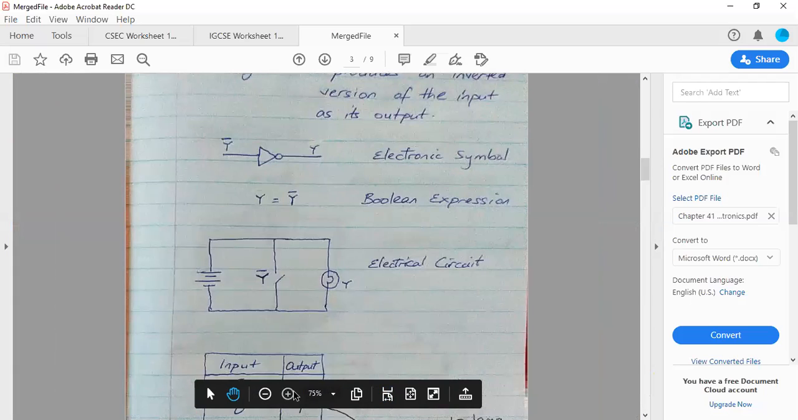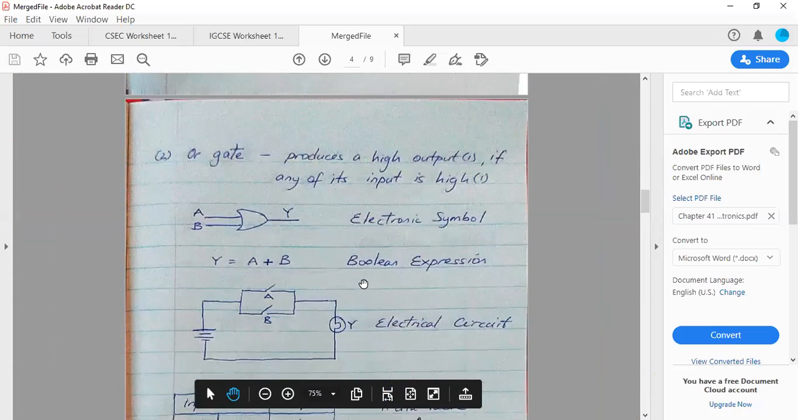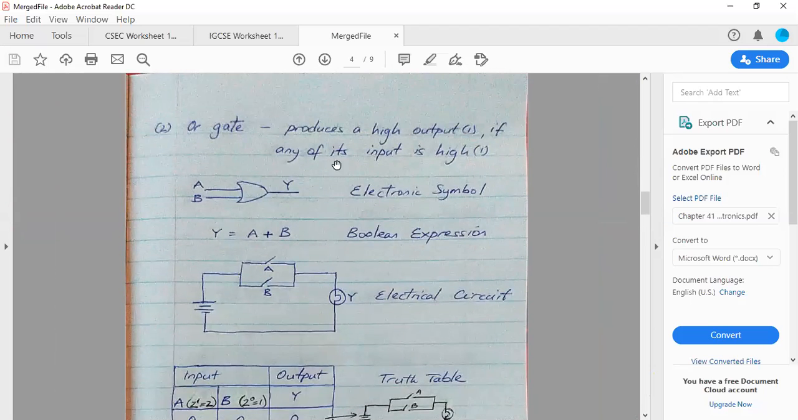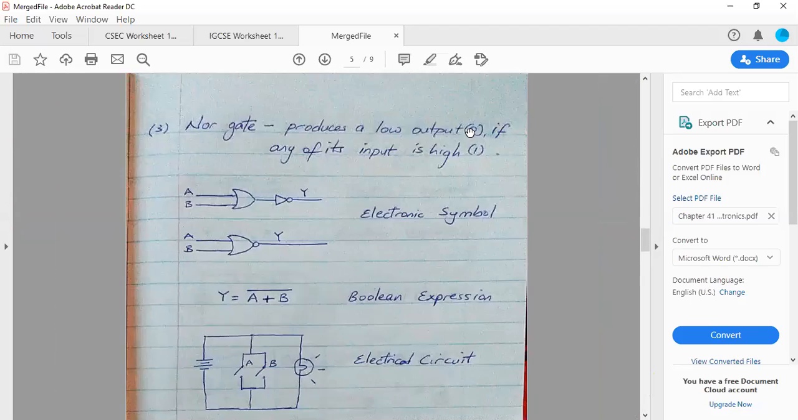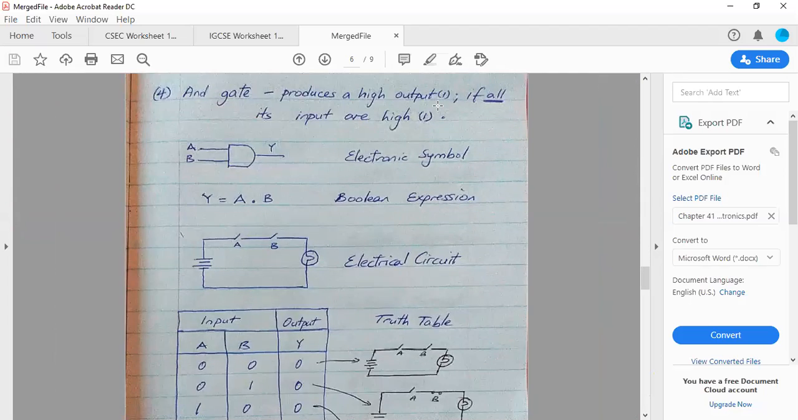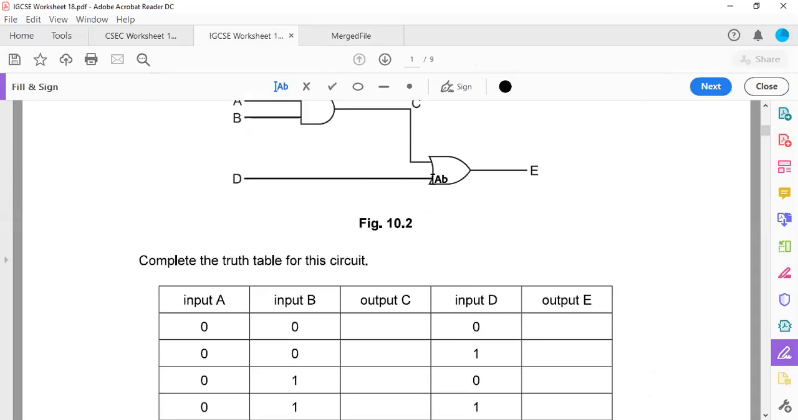If we go and see what the conditions are for both the AND and the OR. So your OR gate, what is it about the OR gate? It produces a high output if any of its inputs is high. So once your input is 1, your output is going to be 1. And for your AND gate, let's go down to the AND gate. They say that the AND gate produces a high output if all the inputs are high, all must be high. So we go back to the worksheet here.